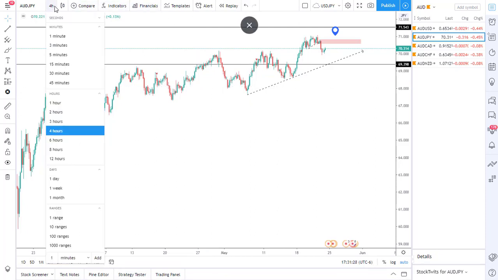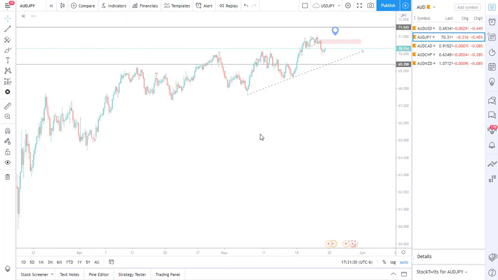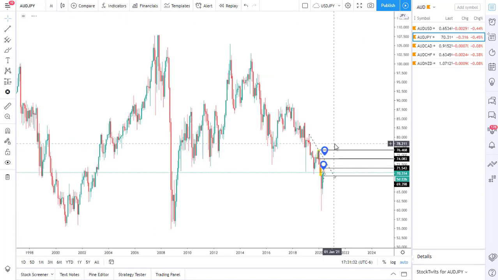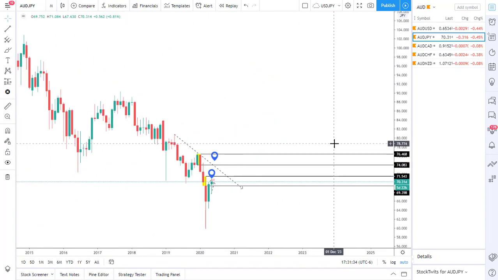The first one is Aussie Yen, and let me explain what I'm seeing here. First, let's start with monthly and see what's going on there. First, see that we have this downtrend. This monthly downtrend, and the trend line is still intact, so that's good.